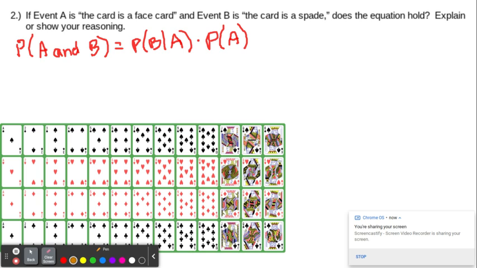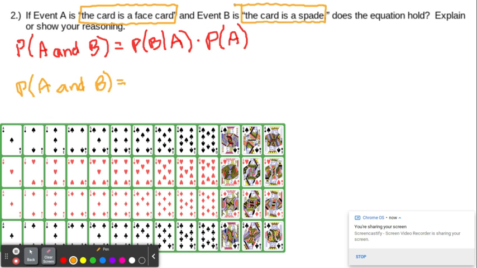First things first, we've got to find the probability of A and B. Event A is the card is a face card, and it's a spade. So our face cards are obviously the cards that have a face, and it's also got to be a spade. So how many spade face cards do we have? Well, if we go to our spades, I can see I have the Jack of Spades, the Queen of Spades, and the King of Spades. Those are 3 cards with a face, and that's out of my total of 52.